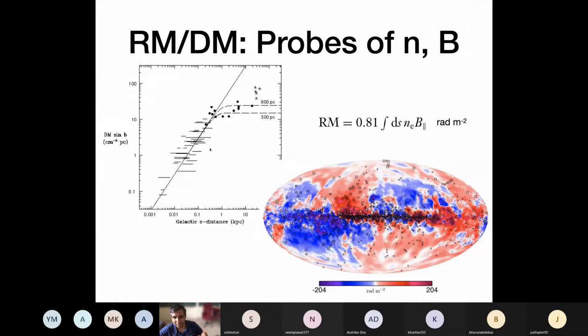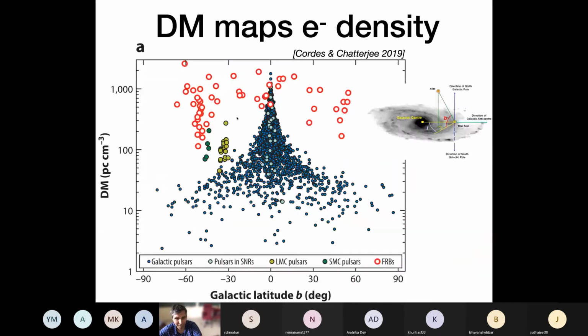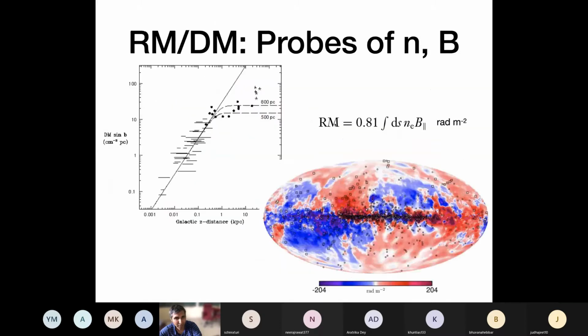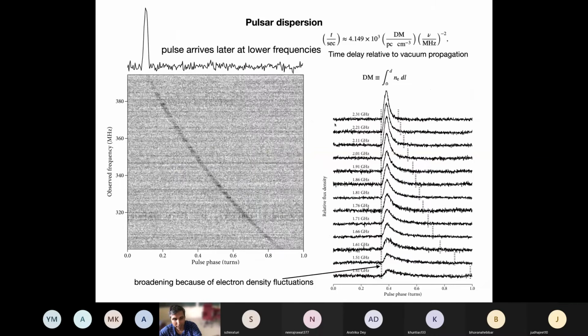So you see, measurements of pulsar dispersion measures actually tell us a lot about the distribution of electrons in the Milky Way and in the universe in general. For example, FRBs are now being used to put constraints on the electron number density in the IGM and in the diffuse phases of the galaxies. Okay, so this is about pulsar dispersion.